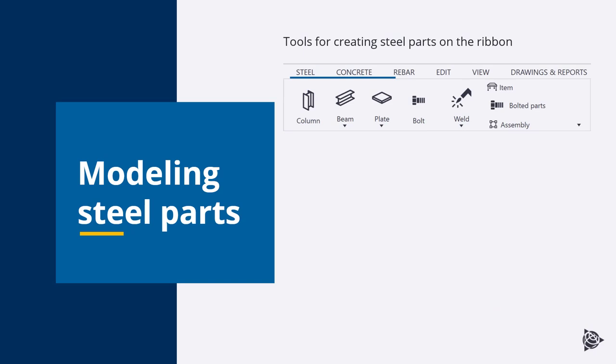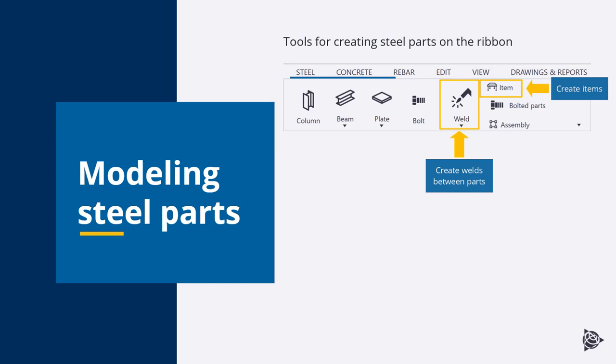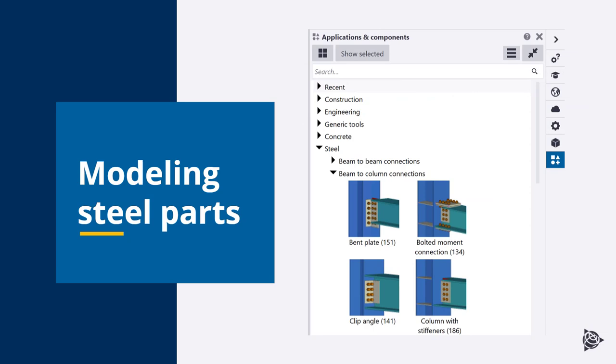Similarly, as with concrete parts, you can find the basic tools for creating steel parts on the ribbon under the Steel tab. You can find the tools to create columns, beams, and plates, as well as bolts and welds. You can also create items and assemblies, and there is a tool for editing bolted parts. We will not go into welds or items in these tutorials, but you can find out more about them from Tekla Structures User Assistance. On the side pane, you can find a variety of steel connections from the Applications and Components catalog.